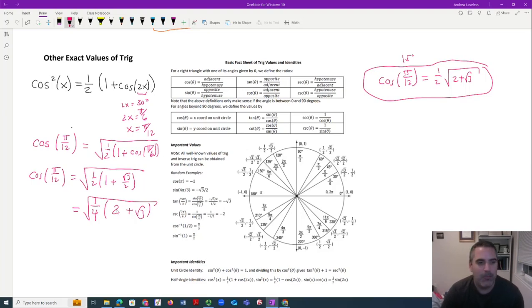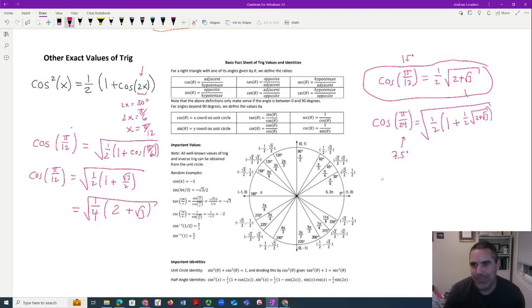except sanity. So you could say, well, what if I now put pi over 12 here? That's going to give me half that, so it's going to give me 7.5 degrees. So cosine of pi over 24, which is 7.5 degrees, I also know it's going to be the square root of 1/2 of 1 plus cosine of pi over 12, which is 1/2 of the square root of 2 plus the square root of 3.